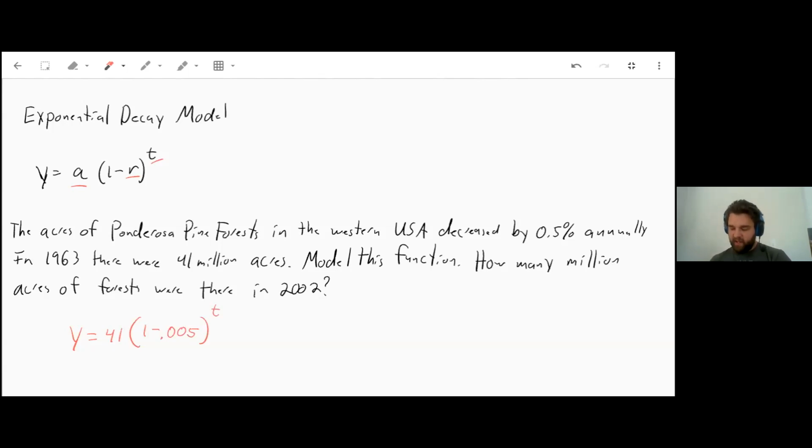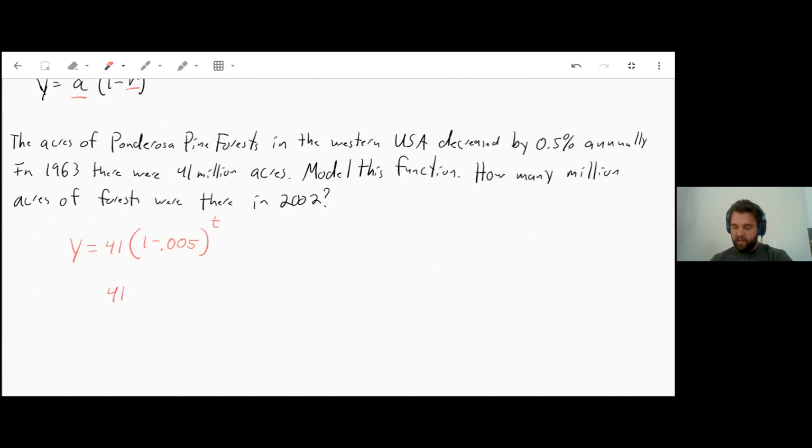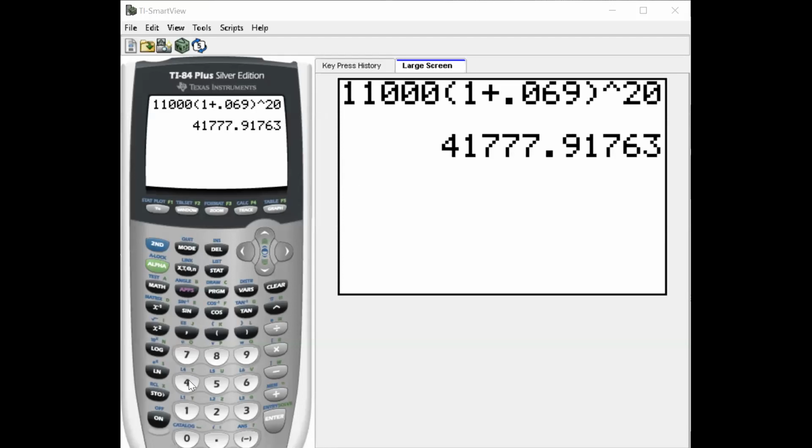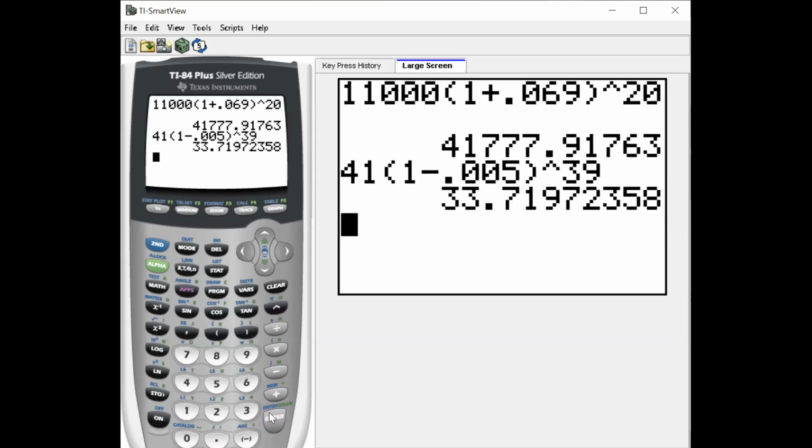Well, to get from 1963 to 2002, let's see, 40 years would be to 2003, so that'd be 39 years. So 41 times 1 minus 0.005 to the 39th power. I will quickly switch over to a graphing calculator for this. So it was 41 times 1 minus 0.005 to the power of 39 equals 33.7. So there would be 33.7 million acres of forests left in 2002.